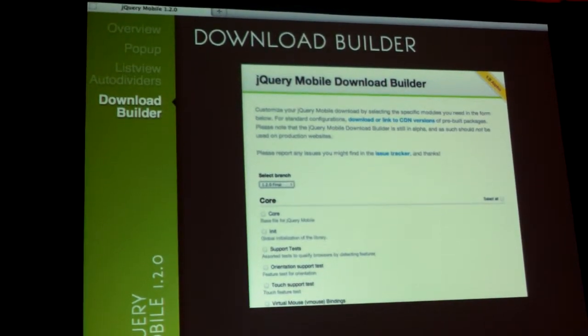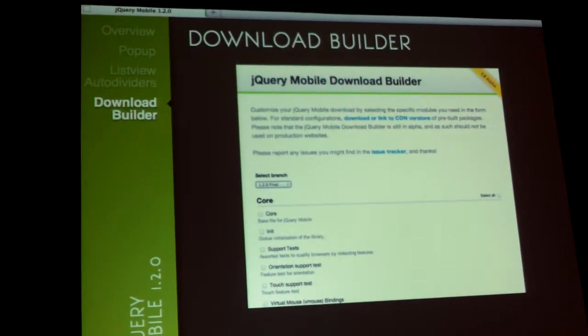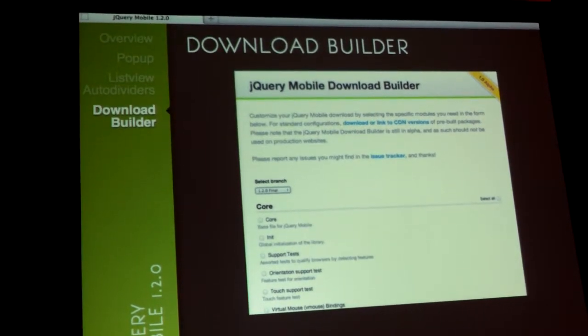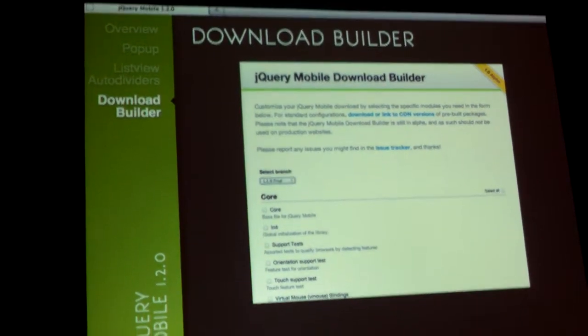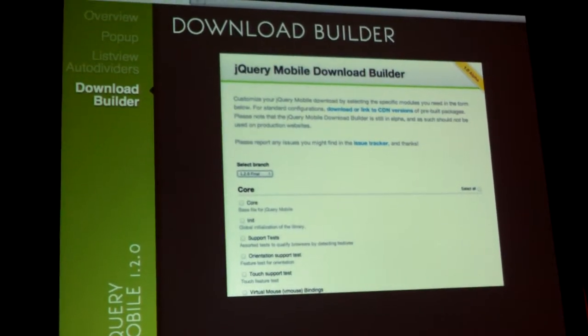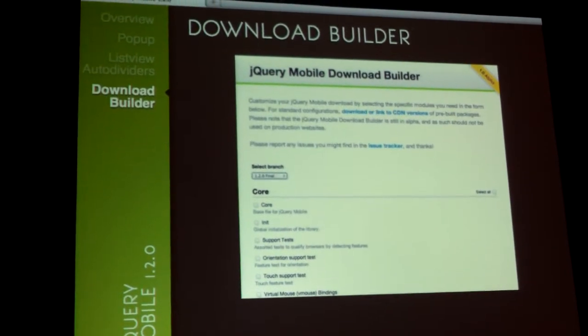So what you do is you come here and you check a checkbox for all the key pieces that you need, and the site is smart enough to know what dependencies you will need as well. So as you check touch events, the core library will probably get checked as well, because you'll probably need that. But none of the widgets will get added into your code.